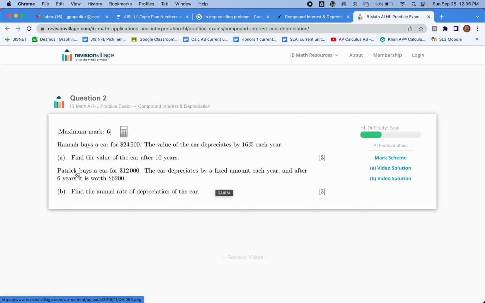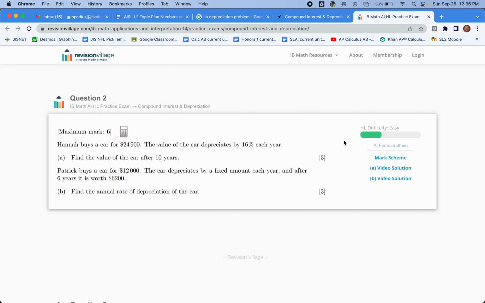Let's do this one also. Similar: buys a car for $12,000. The car depreciates by a fixed amount each year. After 6 years, it is worth $6,200. Find the annual rate of depreciation of the car.